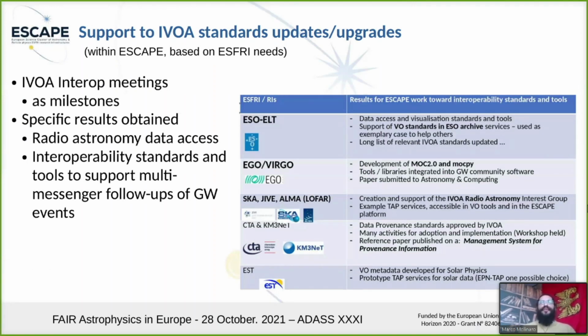Not only tasks of integration have been carried on; what continues to be done is supporting the IVOA standards and upgrades on the European landscape. IVOA interoperability meetings, one will follow just as now, are kept as milestones to report the results that have been obtained there. Specific results that we'd like to mention are the radio astronomy data access that is ongoing and is discussed, and the interoperability standards and tools to support multi-messenger follow-up of gravitational wave events. On the table here on the right-hand side, there are more specific developments and standards updates that have been done within the ESCAPE project in this respect.